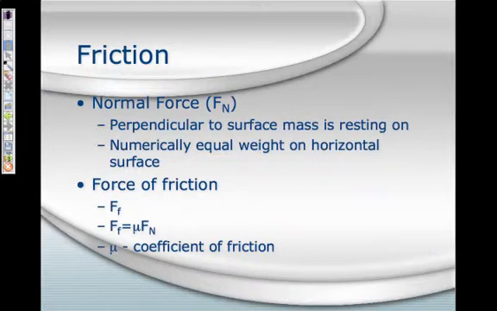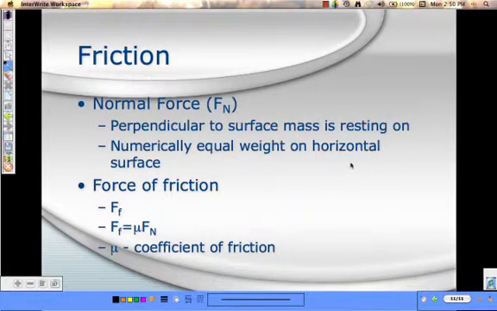So to do friction, you have to have normal force, F sub n, and normal force is always perpendicular to the surface the mass is resting on. And it's numerically equal to the weight as long as we're on a horizontal surface. So if I have this surface again, and I have this object, and I have a weight force coming down, my normal force would be going straight up. And since they're opposite in direction, then they're equal in magnitude.